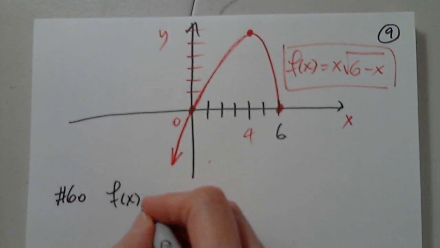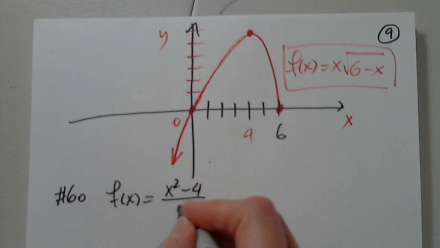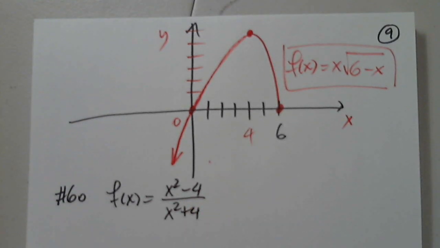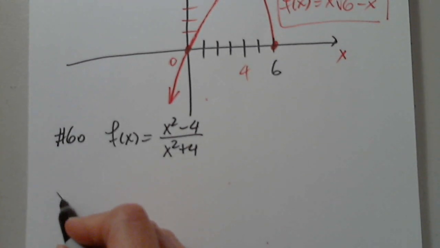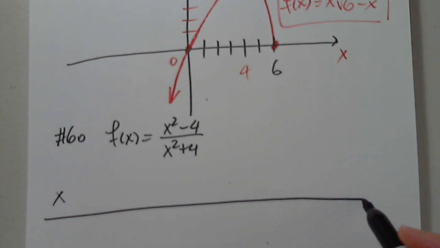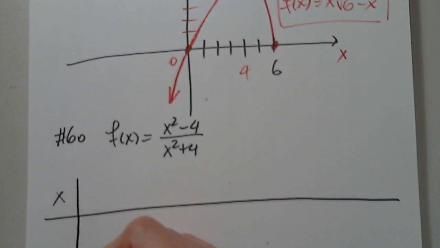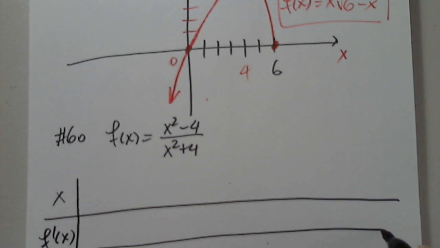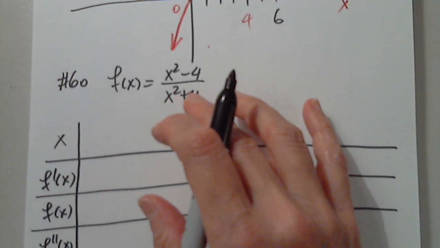f of x equals (x squared minus 4) over (x squared plus 4). Perfect. Okay. So I get my table going. What is the first concern ever and forever? I think you said a domain. Yes. What is the domain of this function?